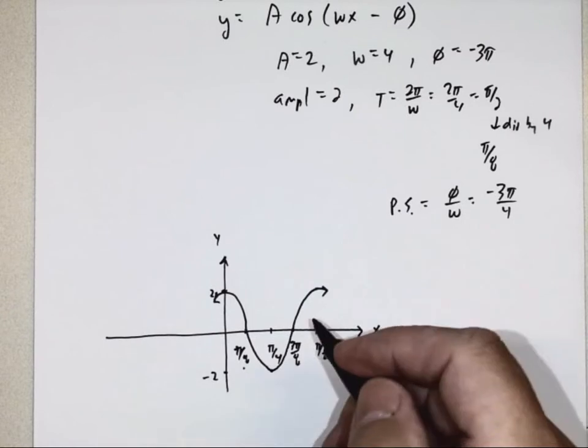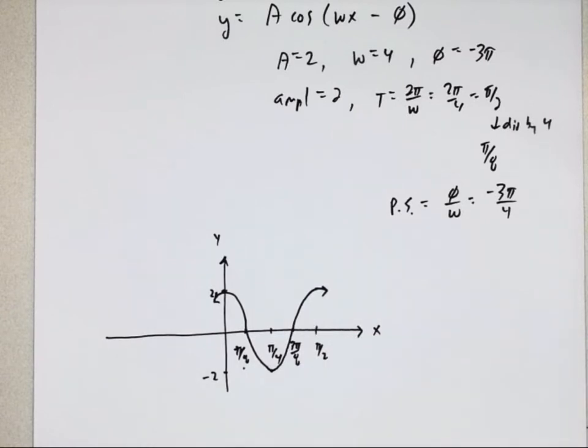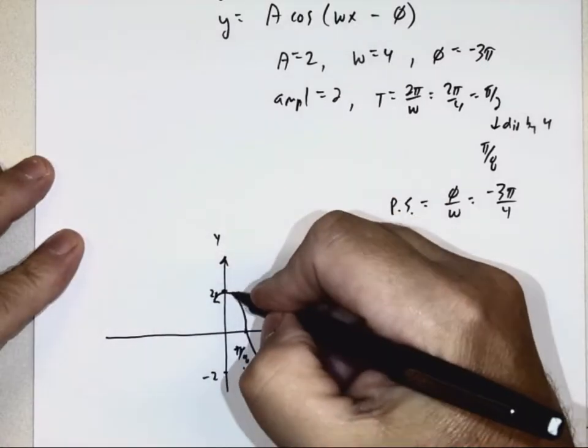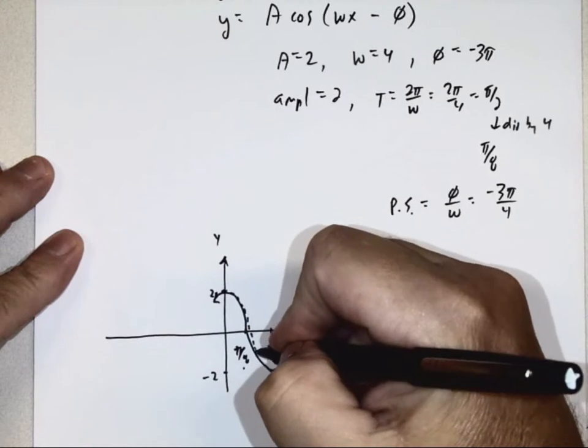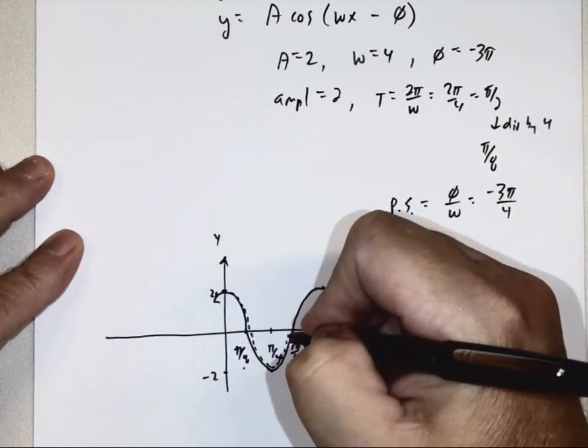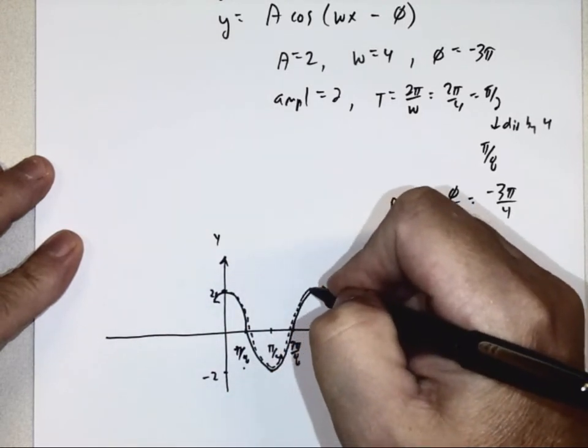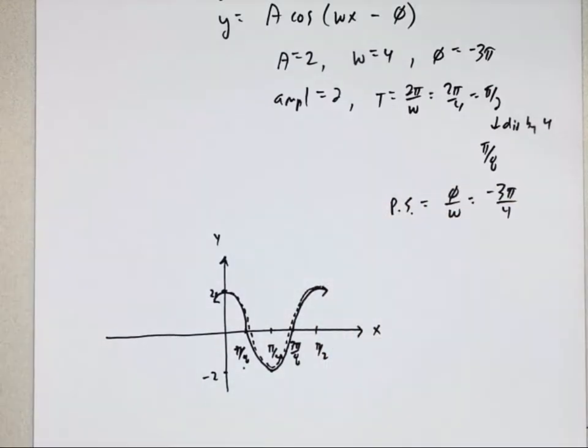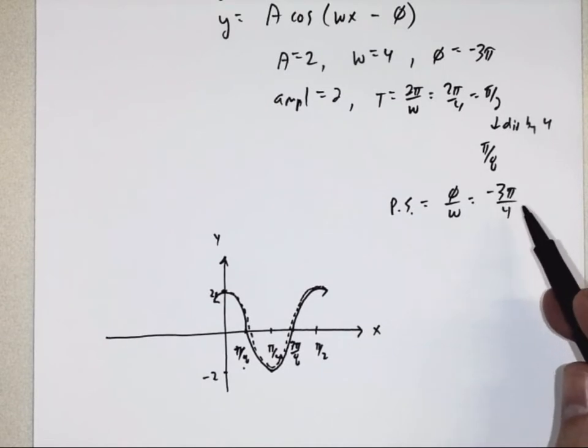Oh, I meant to do a dotted line, I forgot. This should really be a dotted line. It's not necessary, it just makes it easier to tell apart. Now I have to factor in the phase shift. So I'm going to have to move negative 3 pi over 4 to the left.